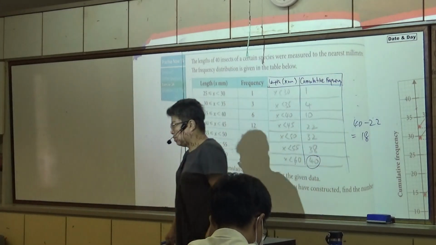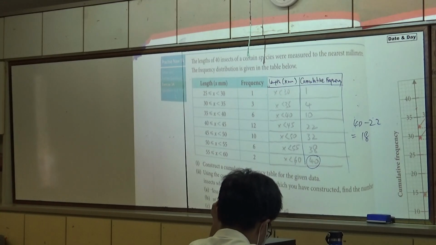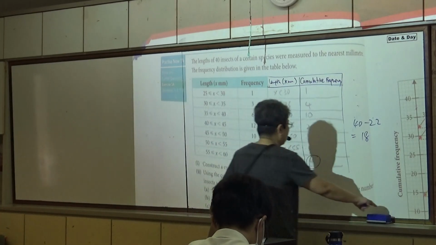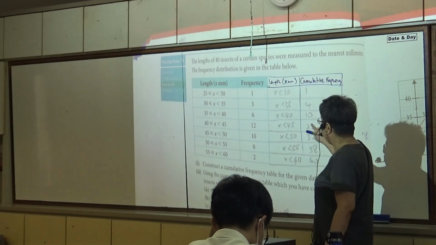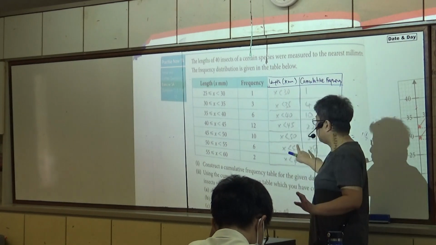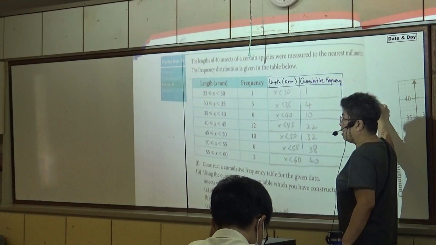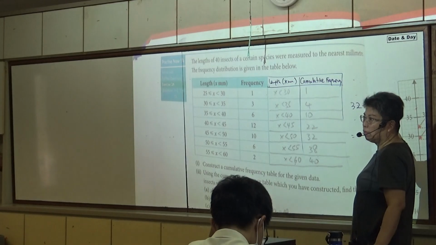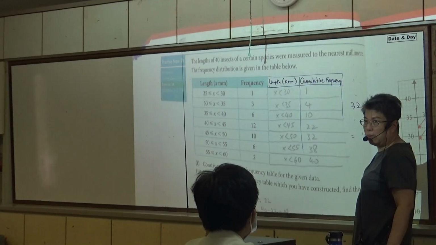Now, next question. What did they ask? Next part. Part C. At least 35 but less than 50. At least 35 must be from, this one is less than, right? 4 is less than, right? But less than what? 50. I must take 32 minus what? 4, right? Do you agree with me?